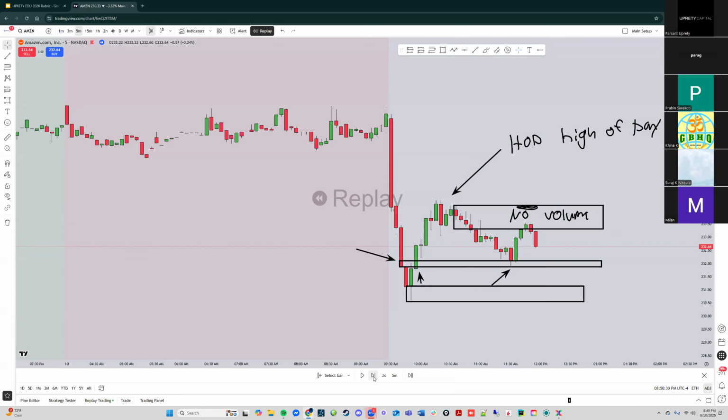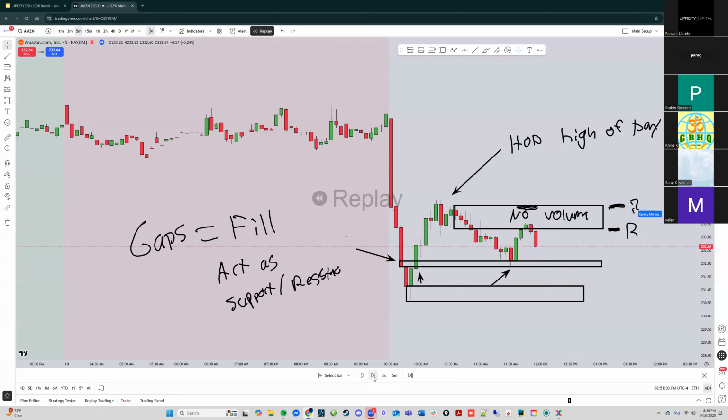What's one thing that we know about gaps? The biggest two things with gaps, I'm just going to tell you now. Gaps either fill or they act as support and resistance. Which means that the top of this gap, or the bottom, sorry, and the top act as support and resistance. So this is going to be our resistance. If we were to break out, then this would become our support. But for right now, these both are going to be our resistance. And then if we go into this gap, this becomes a support. But once again, because these candlesticks had no volume, this acts as a gap.